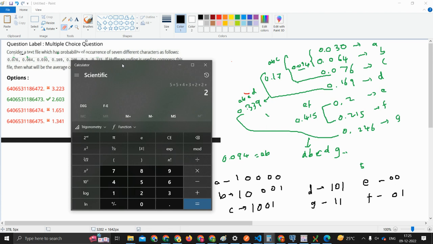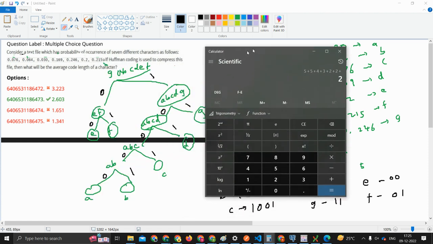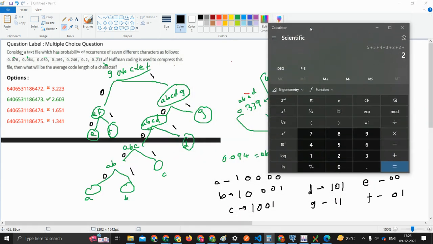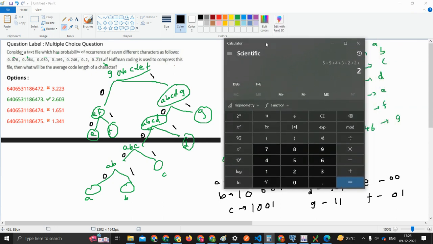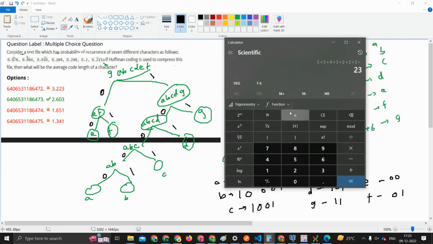And are you sure that this is 1 1 only for G? That should be 1 1 only. Yeah, 1 1 only, so it is 2. Something went wrong then. We'll see. Divide by 2.